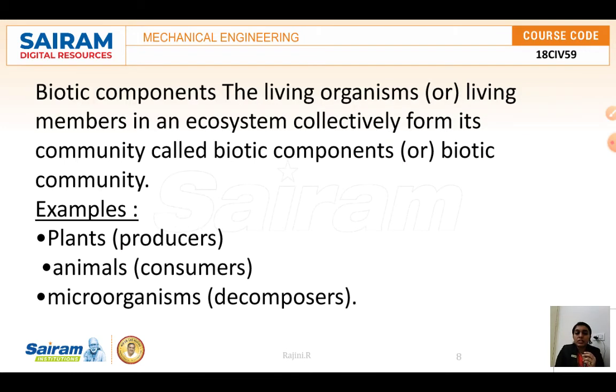Biotic components are the community of living organisms in conjunction with the non-living components of their environment, interacting as a system. The living members in an ecosystem collectively form its community, called the biotic component, for example plants, animals and microorganisms. Here, plants are the producers, animals are the consumers, and microorganisms are the decomposers.